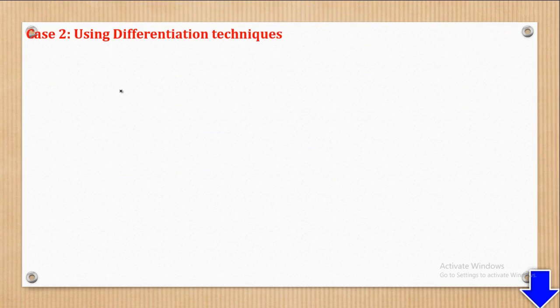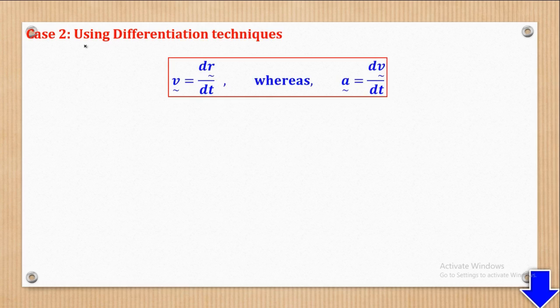Now we shall go to the next case, where we need to use the differentiation techniques. In this case, we shall use the formula that velocity is equal to the derivative of displacement from origin. V stands for velocity, r stands for displacement from origin, and t stands for time. So v will be equal to dr/dt, whereas acceleration is equal to dv/dt.